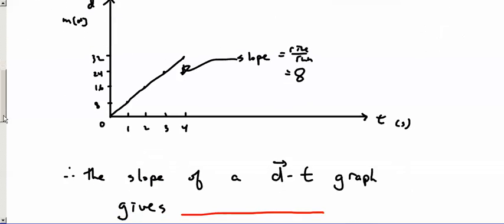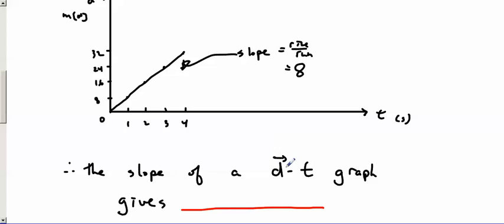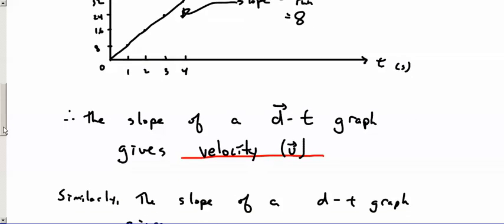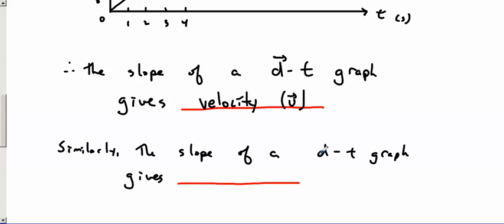So it would seem that the slope of a displacement time graph gives velocity. And similarly, the slope of just a distance time graph would give not velocity anymore, but its Siamese brother, speed.